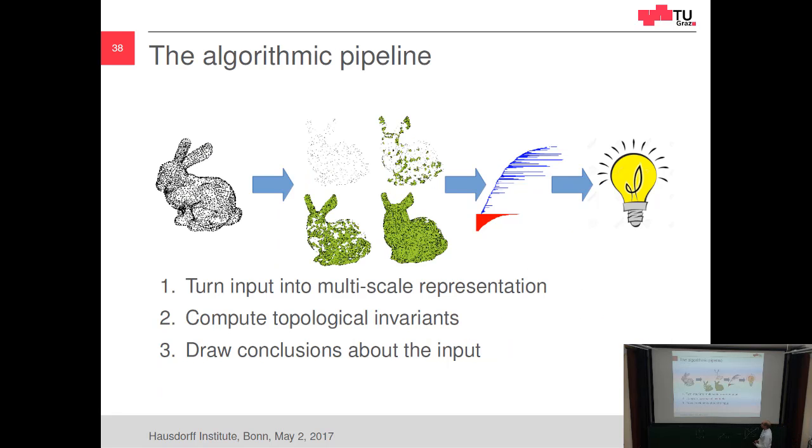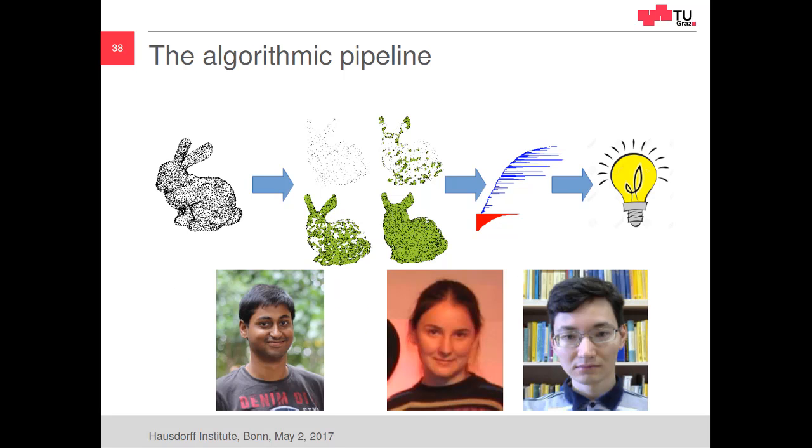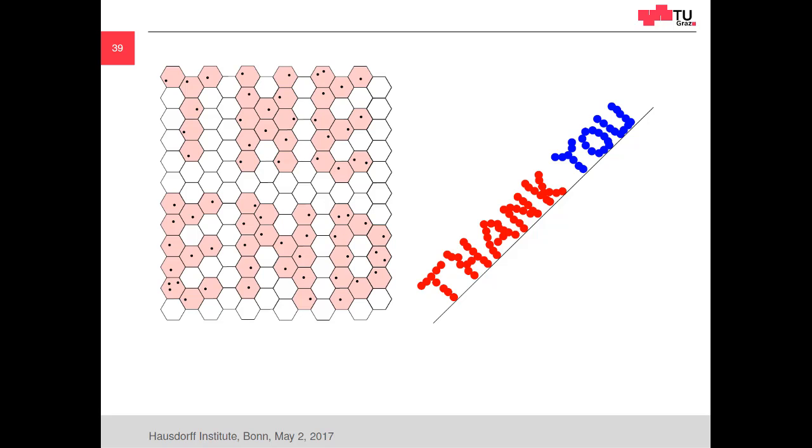Okay, and that's it. So I told you about one result for each of these steps in the pipeline. I again give credit to my students. Aruni was working on the filtration part, Hanna on the simplicial towers, and Arno on the bottleneck and Wasserstein distances. And with that, I will stop and thank you.